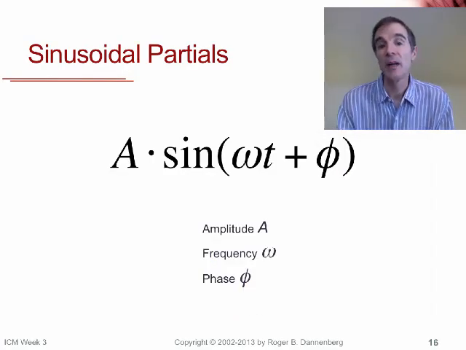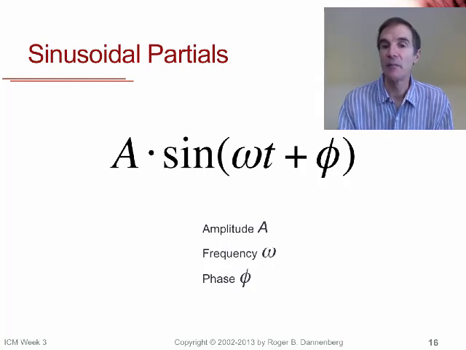So we have three parameters. From left to right here, A is amplitude, omega is frequency, and phi is phase. And so this is the mathematical formula for a sinusoidal partial. It's the amplitude times sine of omega t plus phi: A sin(ωt + φ).